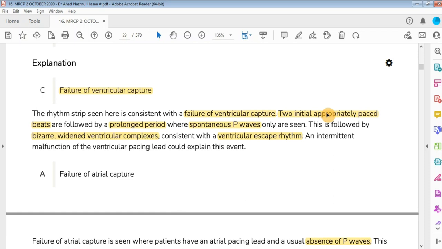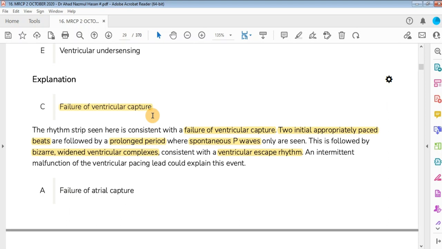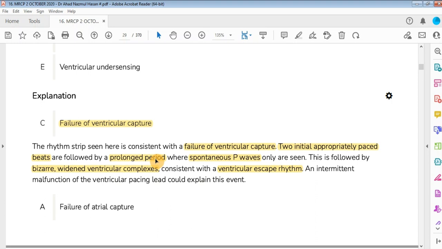Two initial appropriately paced beats are followed by a prolonged period. So two initially normal paced beats, one and two, and there is a long gap in between, and in the long gap only P waves are seen, not the QRS complex. Where spontaneous P waves only are seen, this is followed by bizarre widened ventricular complexes. So the QRS are bizarre and widened, consistent with ventricular escape rhythm, and intermittent malfunction of the ventricular pacing lead could explain this event.